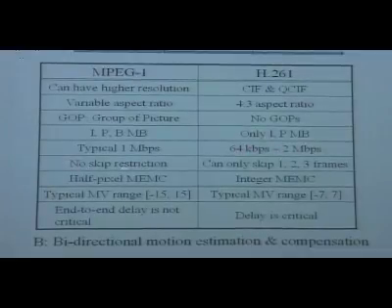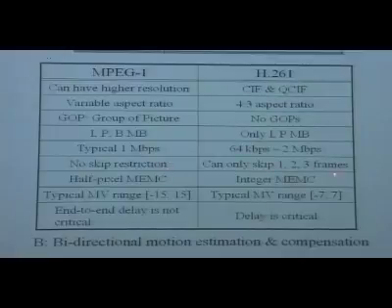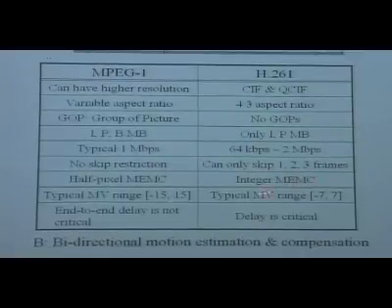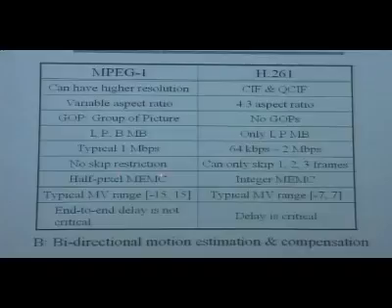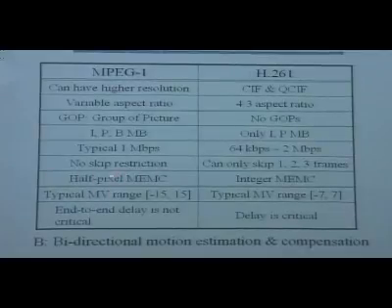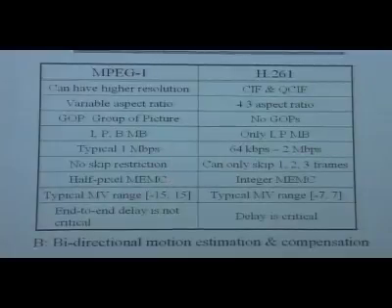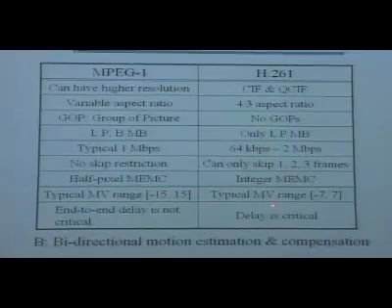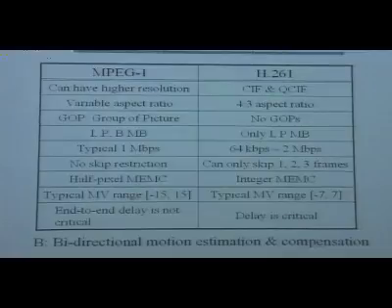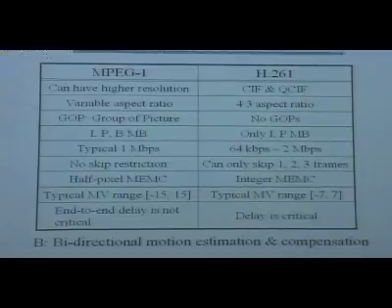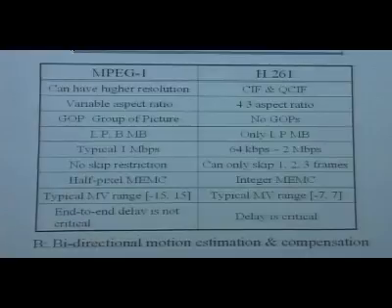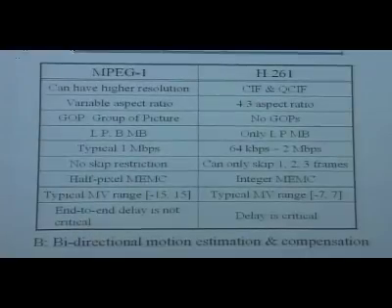You can only skip 1 frame or 2 frames or 3 frames over here. There's no restriction over there. This one used integer motion estimation and motion compensation, and this one used half pixel motion estimation and motion compensation. This is one of the major improvements between MPEG and H.261. This has a larger motion range, and the end-to-end delay here is not critical at all. As long as we can decode fast enough, that's all there is to it. But delay here is very critical. It's for communications, so you don't want the other side to wait a long time to see the pictures.